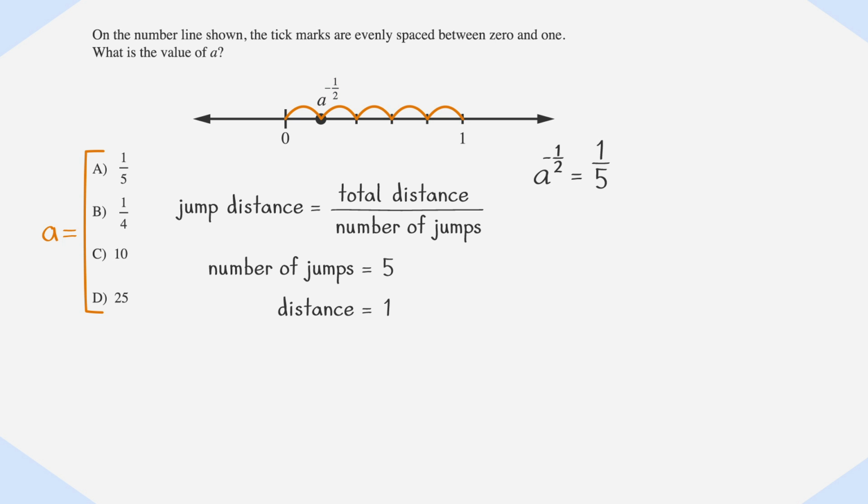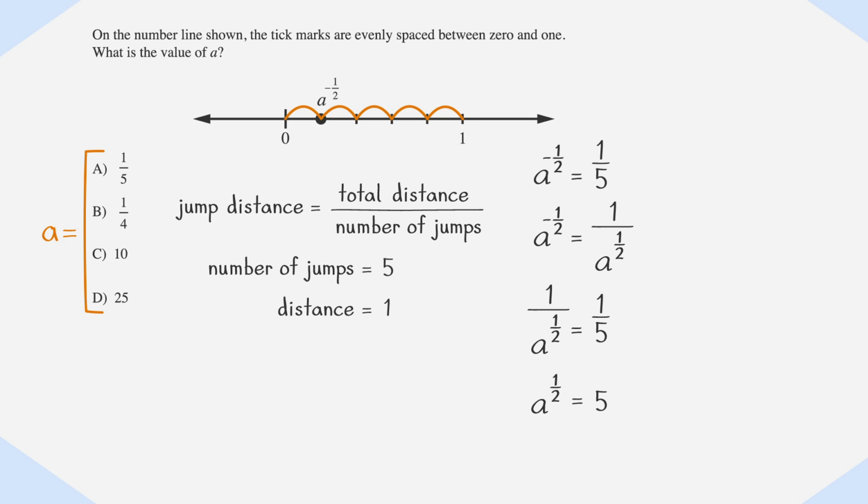Now we need to deal with the exponent. Let's start with the minus sign. A negative exponent means 1 over the number or variable with the exponent. So, a to the -1/2 is the same thing as 1 over a to the 1/2, which means 1 over a to the 1/2 equals 1 over 5. Since the two sides are equal and the numerators are the same, the denominators must also be the same, which means a to the 1/2 equals 5.